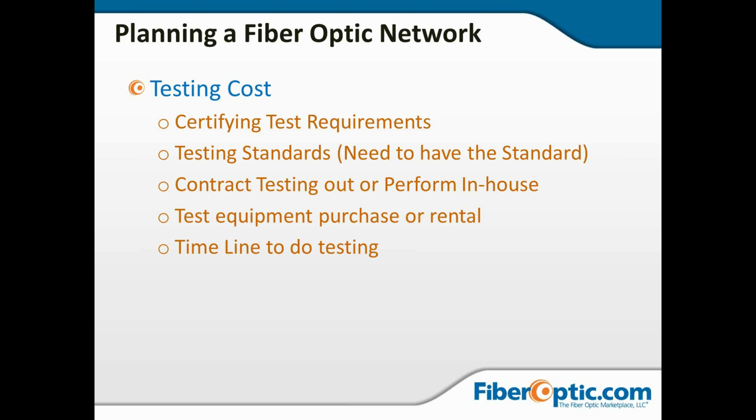Now, for a lot of people with a power meter, light source and an OTDR, purchasing is a good thing. You start getting into limited use items like PMD and CD modules. Purchasing those to use them 2 or 3 times is probably not practical. We're talking $75,000. That's one of those situations where you either want to rent the equipment or hire an outside tester.